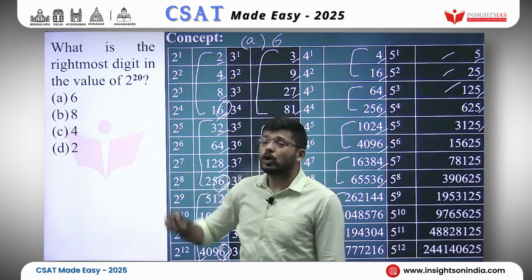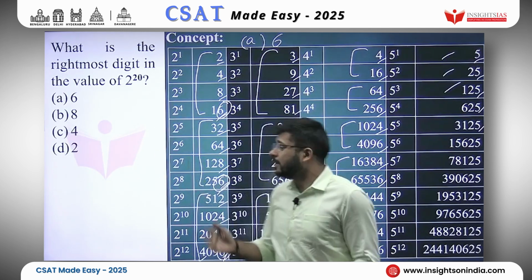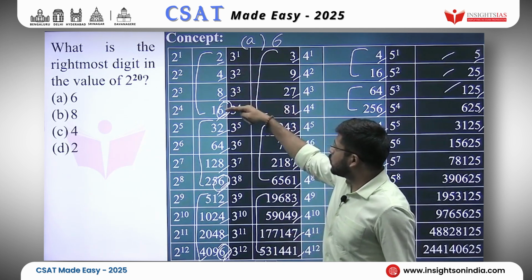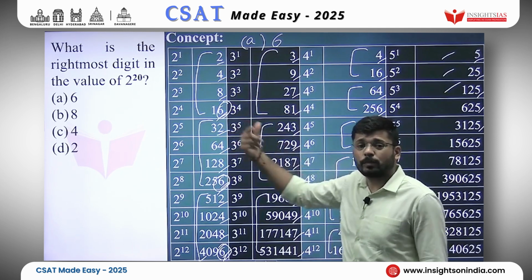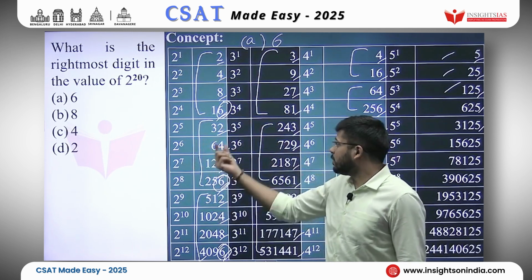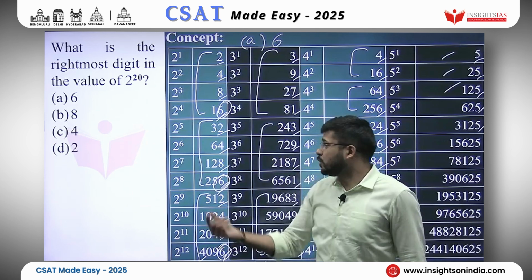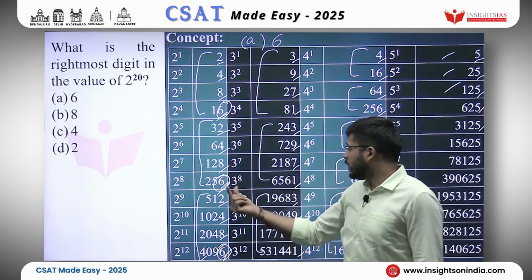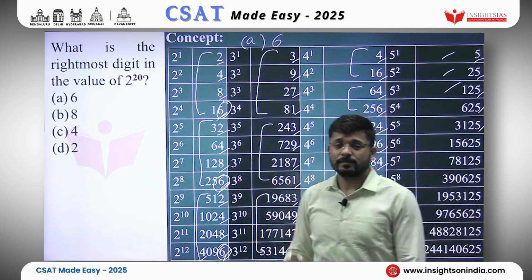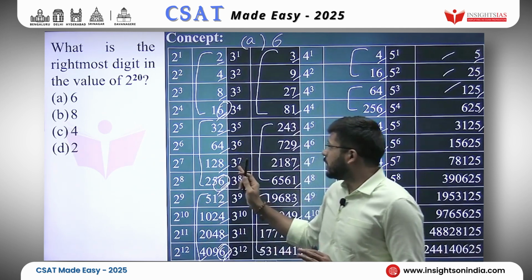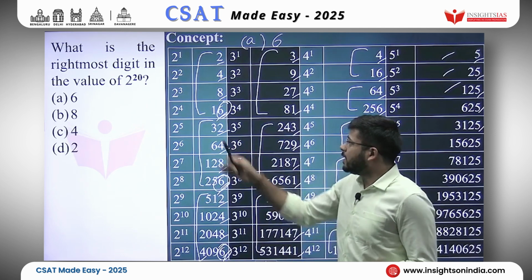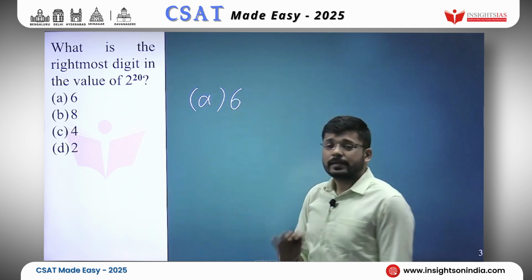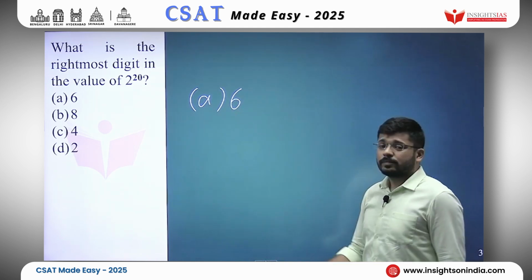What about 2 to the power of 21? If they had asked you 2 to the power of 21, then we would repeat the cycle. After 6, what will be coming? 2, right? So 2 to the power of 21, the last digit of that number would be 2. 2 to the power of 22, it would be 4. 2 to the power of 23, it would be 8. And once again, 2 to the power of 24, it would be back to 6. Okay. Now you understood the concept and we got the answer to this question. The answer is option A, 6. Okay. Let's look at the next question.